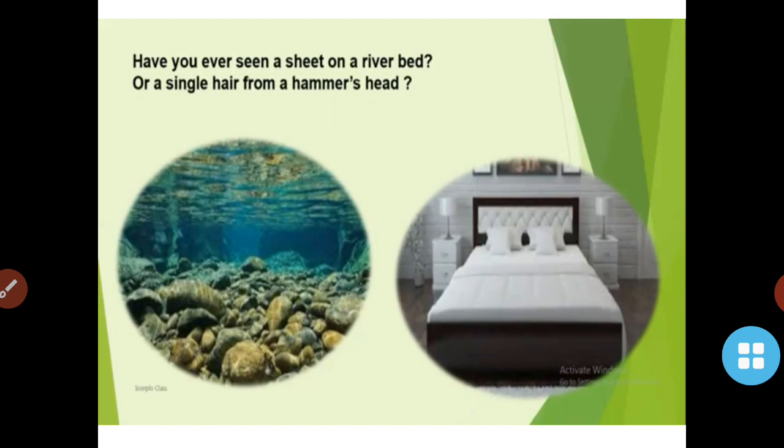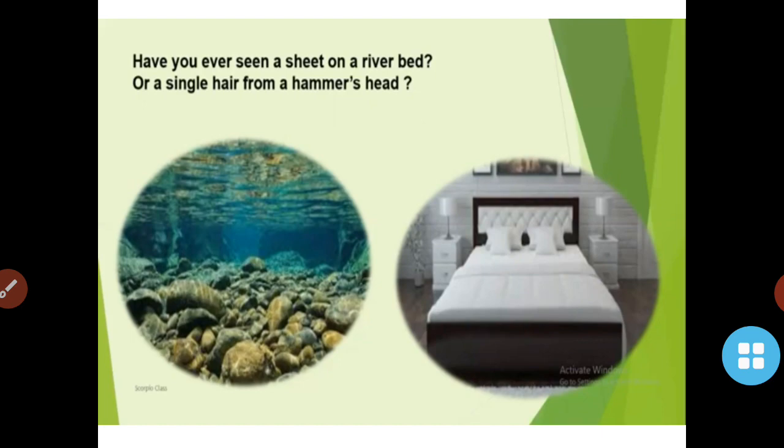The hammer is, we can say, the part of a tool. Hammer is a tool, right? So it doesn't have any single hair on its head. Have you seen that a hammer is having a single hair? So it is imagination. The poem writer is making a funny imagination and writing in his own words.